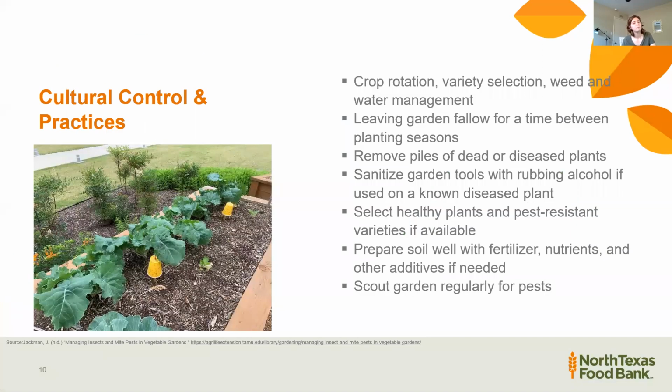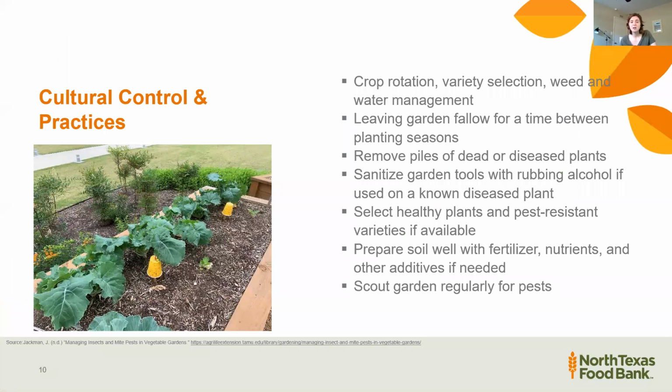Okay, so cultural control. A lot of what's on the screen you probably already know and may even already do. So it's basically good habits in the garden. Crop rotation, we talked about that earlier. You don't want to plant the same plants in the same spot every season, because you're going to deplete the soil of the same nutrients, as well as any insects that are overwintering in there. You're just going to feed right into their hands. So crop rotation is really important.